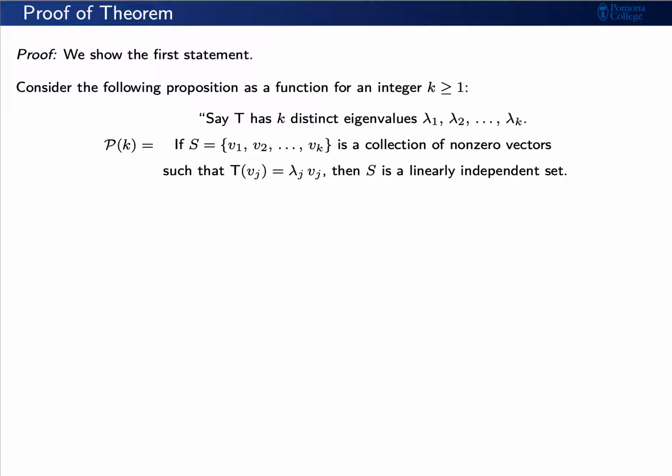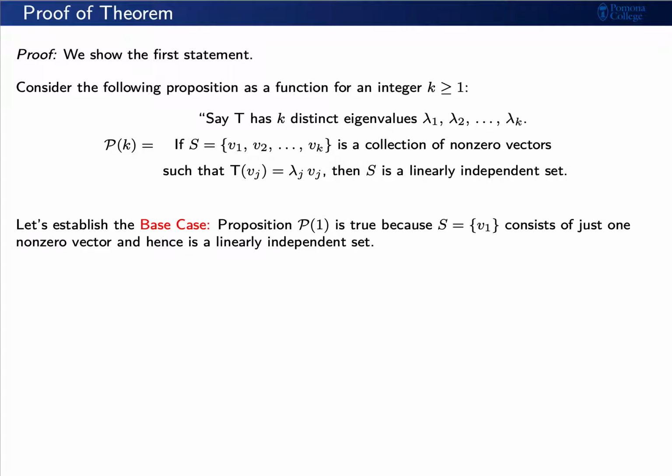If S is a collection of k non-zero vectors, v sub 1 through v sub k, such that T applied to each v sub j is lambda j times v sub j, then S must be a linearly independent set. We'll start by establishing the base case. Proposition P of 1 is true because when k equals 1, our set S will consist of just one non-zero vector. It's easy to see that S must be a linearly independent set.